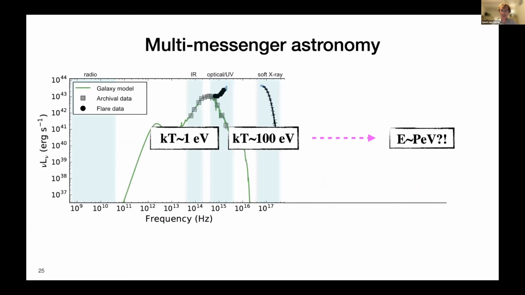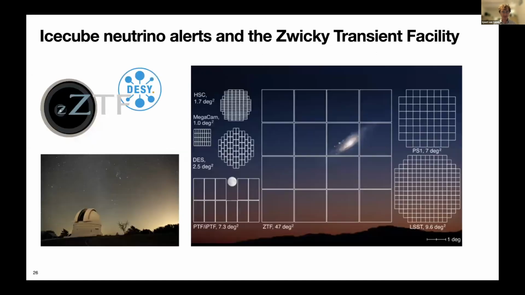And now for the last part of this talk, I want to go to multi-messenger astronomy. And here's the same SED again, and let's see if we can learn something about PeV energies. So this is through follow-up of IceCube. These are neutrino alerts issued, a few per year, and we follow them up with the Zwicky Transient Facility.